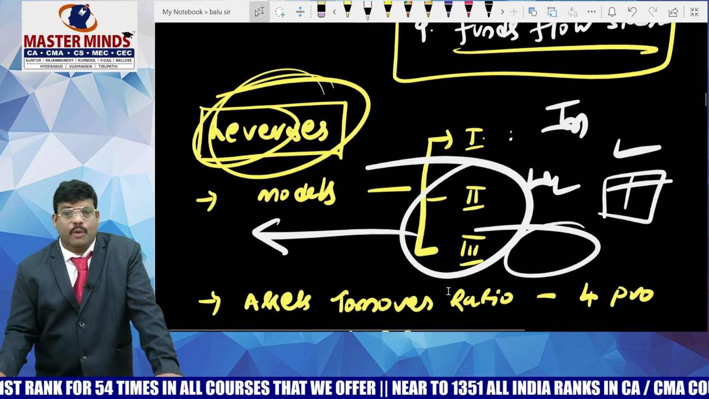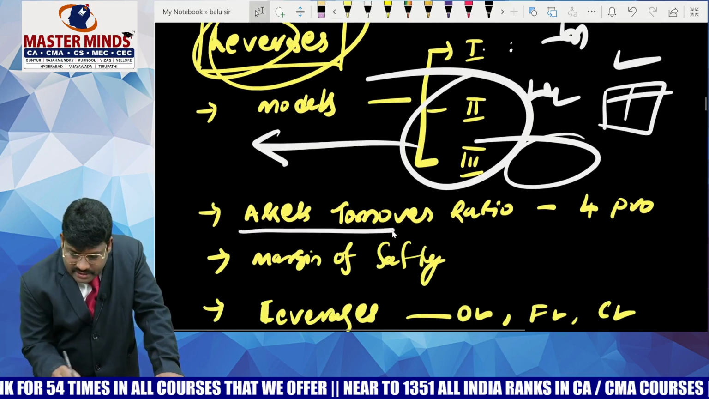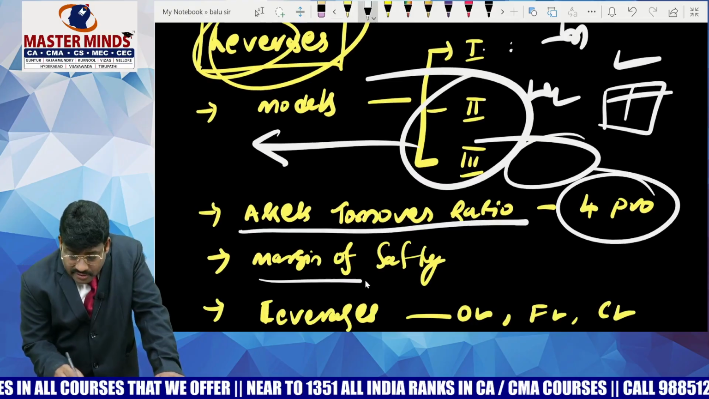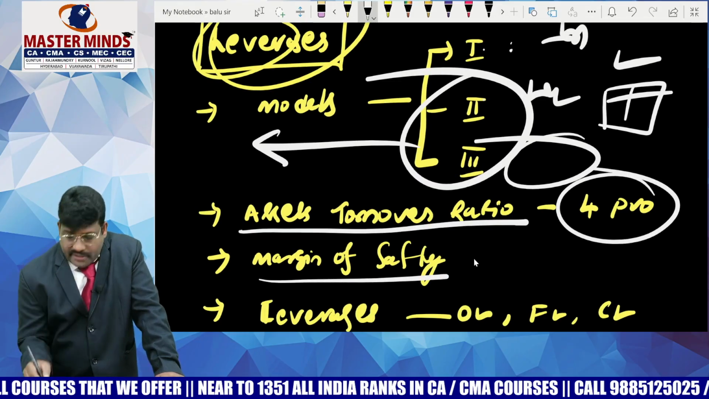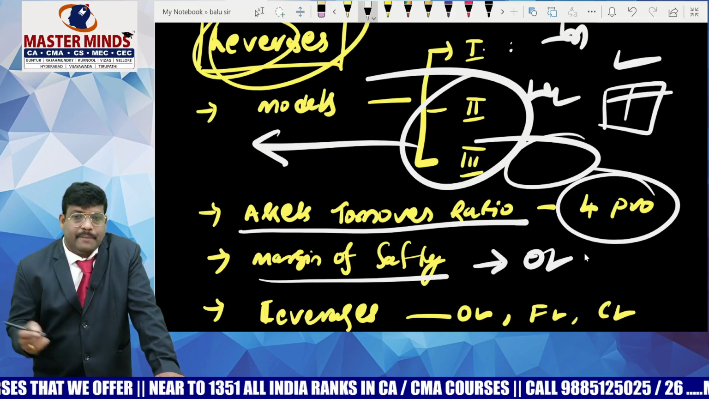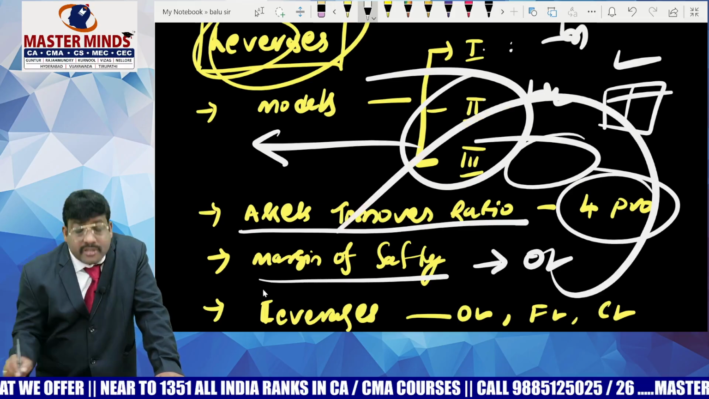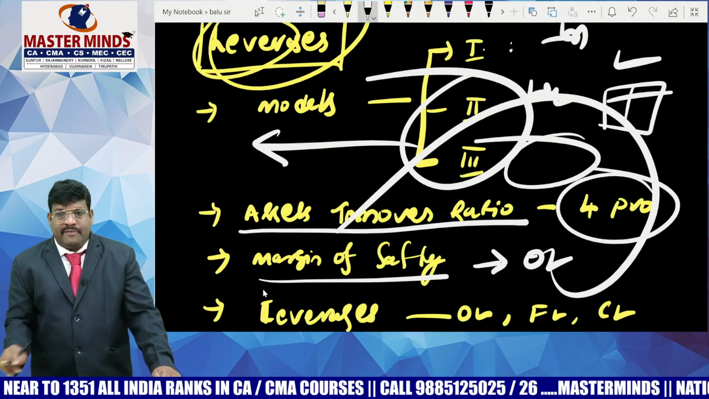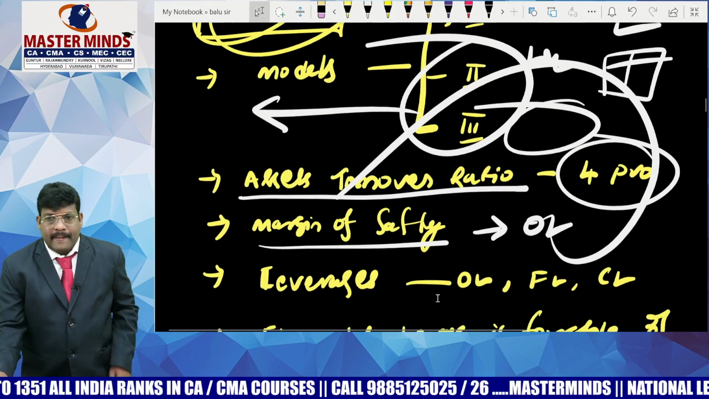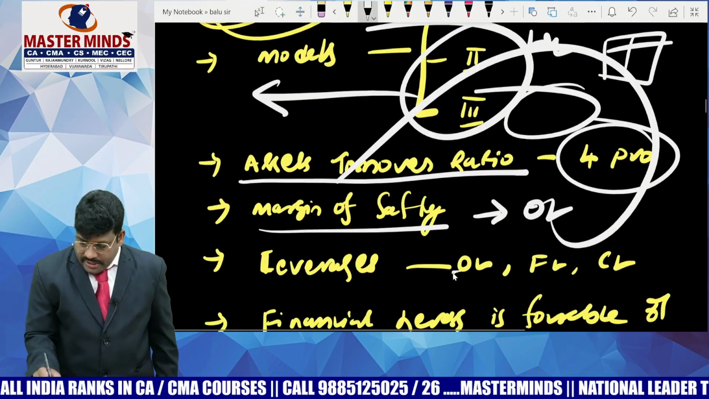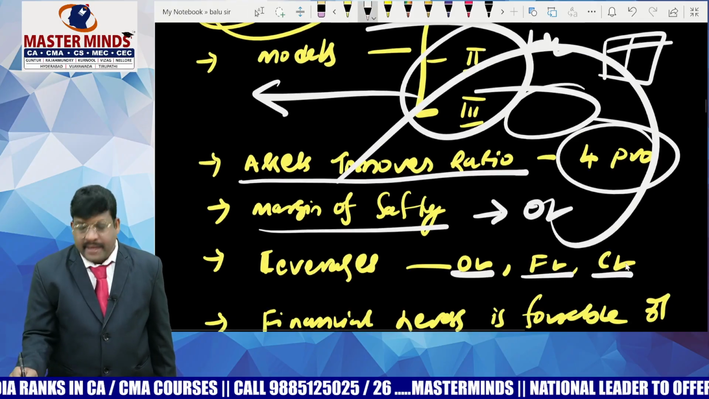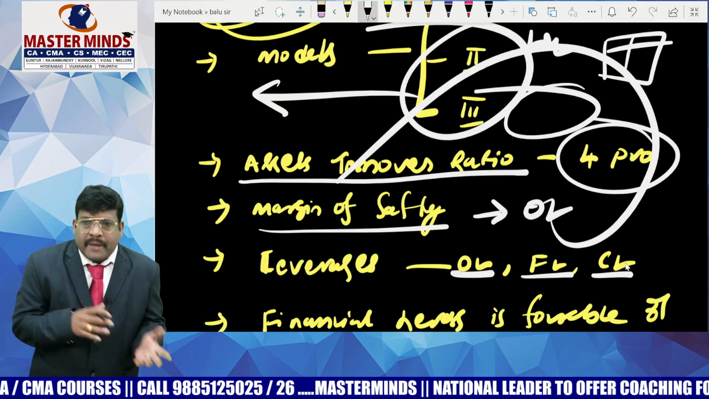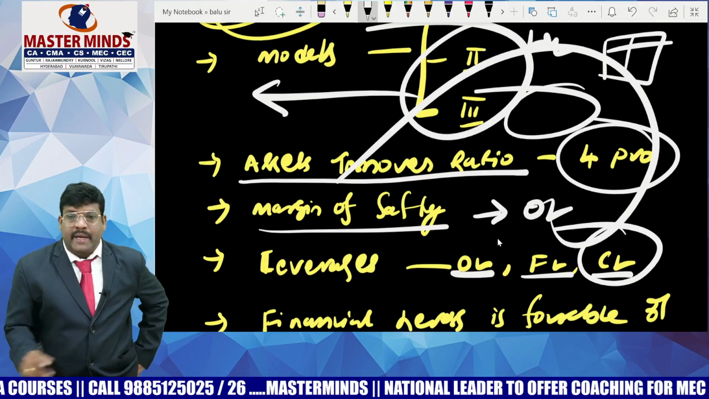In the comprehensive model, what do we have to understand? You will see asset turnover ratio; 4 problems are linked with it. Margin of safety: what is the margin of safety? How do you calculate operating leverage from margin of safety, and how do you extract margin of safety from operating leverage? Keep it in view. And thereafter, the traditional part: concentrate on operating leverage, financial leverage, and combined leverage. Contribution divided by EBIT, EBIT divided by EBT; operating leverage into financial leverage gives the combined leverage.